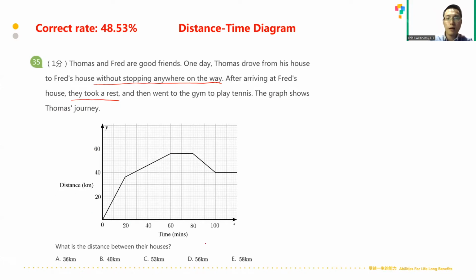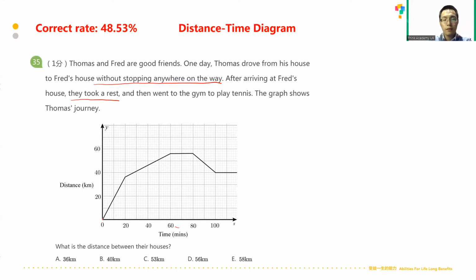This is a distance time graph. Some students are struggling with the distance time graph. They don't know what it means. So for distance time graph, the horizontal axis, the x-axis means the time. So this is at 0 minutes, and this is at 20 minutes, this is at 40 minutes, this is at 60 minutes. Yeah, so the time is moving. And then the vertical axis is the distance from Thomas's house.